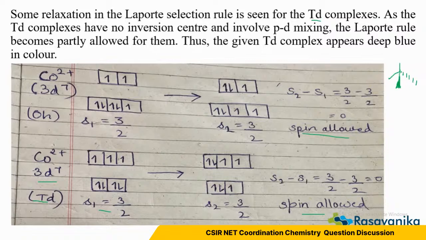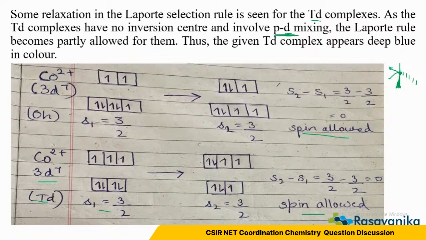So if we consider a central point here, on going from here to here, we are getting a point. This is in space. You cannot say that on going from here, you are getting the same. Here it is nothing, but here you are getting something, right? The tetrahedral, actually, I'm not able to show it here. So, as the tetrahedral complexes have no inversion center and involve p-d mixing, it is not pure d now.